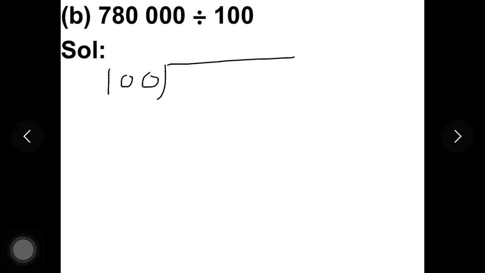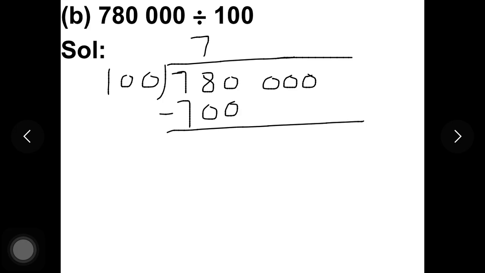780,000 divided by 100. 101 is 100, 102s are 200, 103s are 300, 104s are 400, 105s are 500, 106s are 600, 107s are 700, 108s are 800, that is greater value. So 107s are 700.